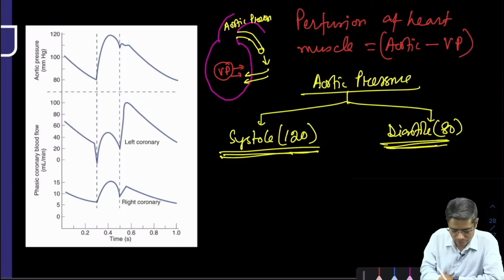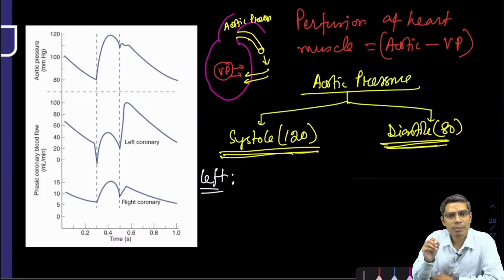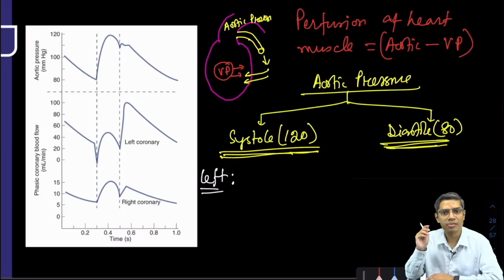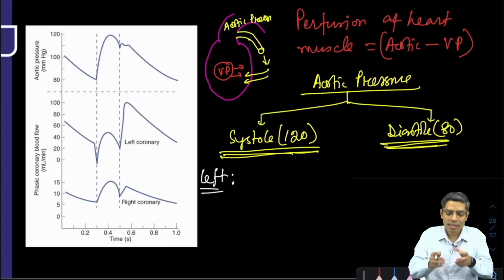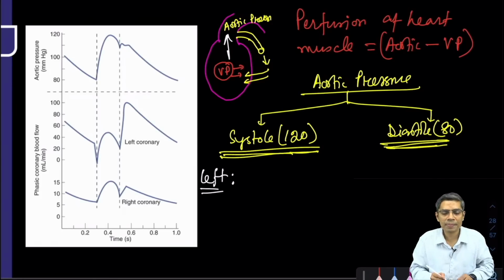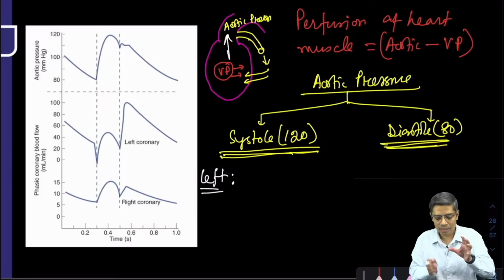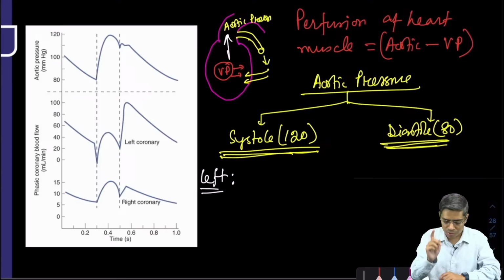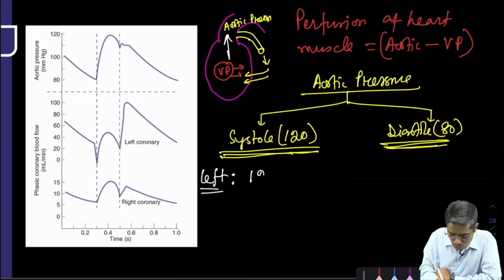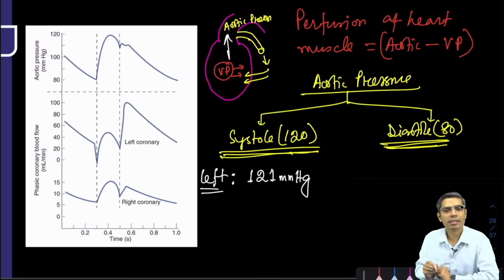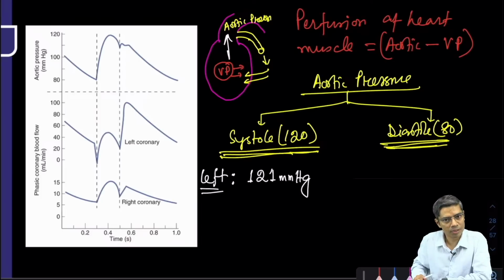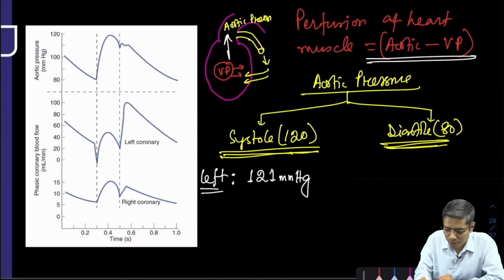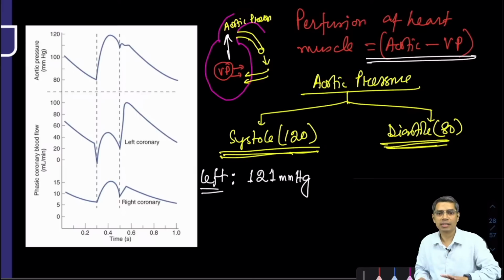So, now let us look at it. Left ventricle first. During systole, what is the pressure inside the left ventricular chamber? So, the left ventricle is contracting, it has to eject blood into the arch of aorta. So, whatever the arch of aorta pressure is, left ventricular pressure has to be a little more than that, otherwise it will not be able to eject the blood. So, during systole, left ventricular pressure can go up to 121 millimeter of mercury, meaning a little more than systolic pressure in the arch of aorta. Okay. So, now you look at what is the perfusion pressure, aortic pressure minus ventricular pressure.